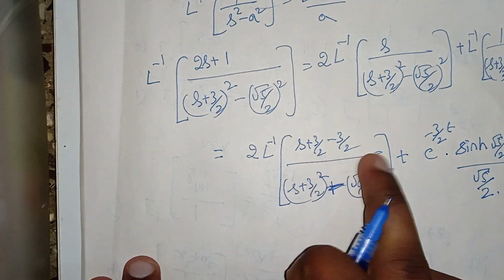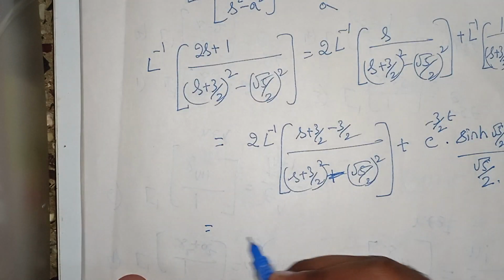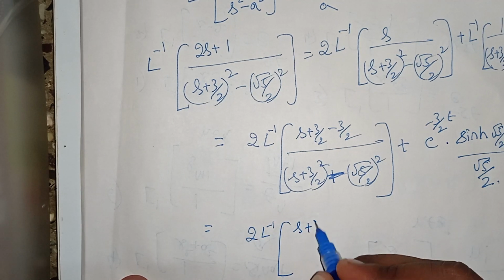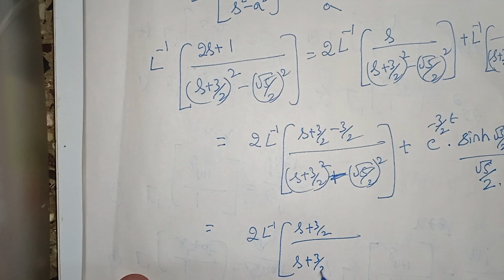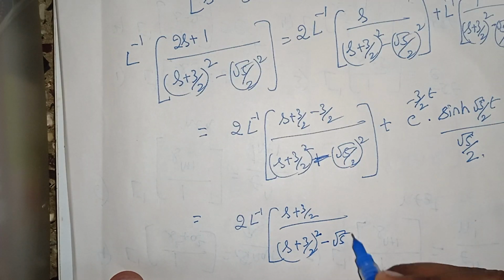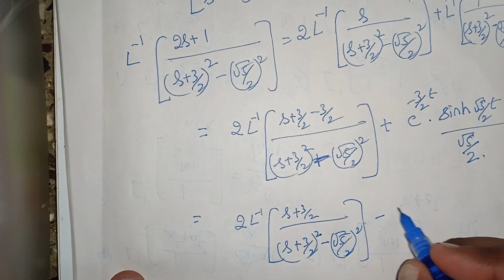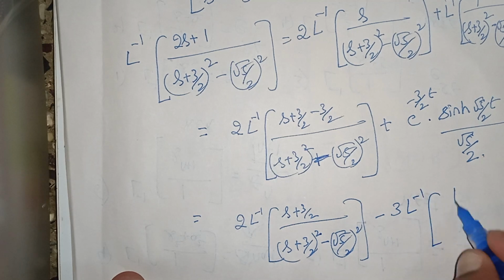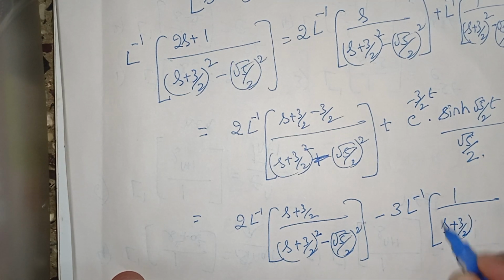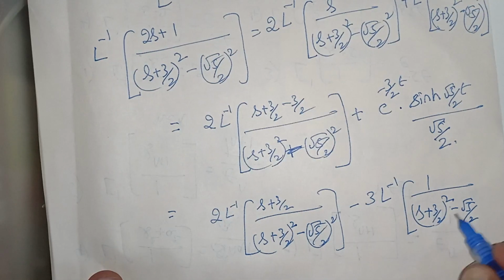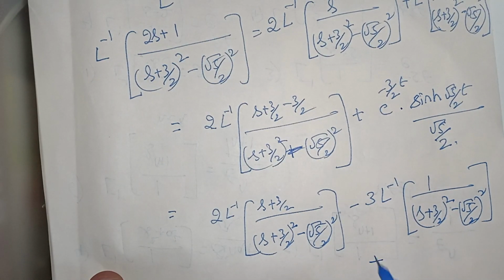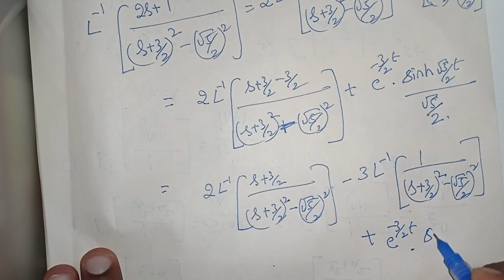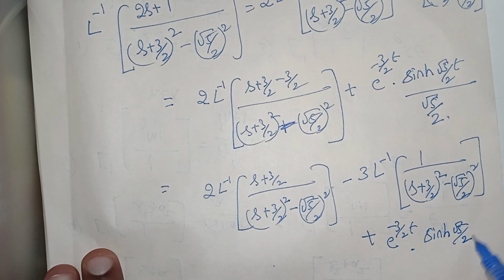So this I will separate numerator with common denominator. So it is 2 into L inverse of s plus 3 by 2 by s plus 3 by 2 whole square minus root 5 by 2 whole square, minus 3 into, because 2 into 3 by 2, 2 cancels, 3, L inverse of 1 divided by s plus 3 by 2 whole square minus root 5 by 2 whole square, plus this term I will carry as it is, e to the power of minus 3 by 2 t into sin h of root 5 by 2 t divided by root 5 by 2.